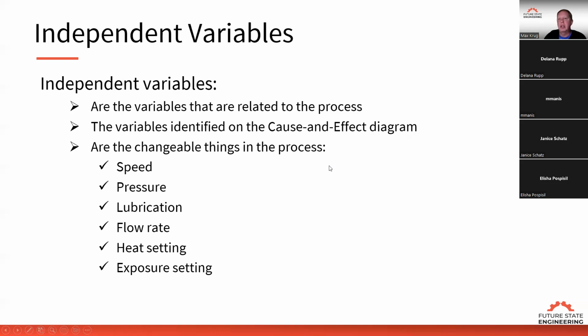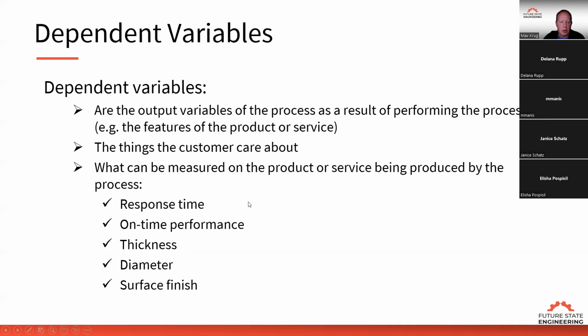So if you start to look at your organization, you can start to define what variables are in the process, what the characteristics of the product or service are, and then what we want to do is map the relationship between those. So for example, if I go back here to thickness, right?